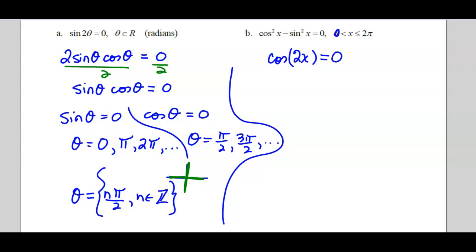Sorry, you went 1 minus sine squared? Yeah, you can do it. Absolutely. Yeah, that would be the same answer.